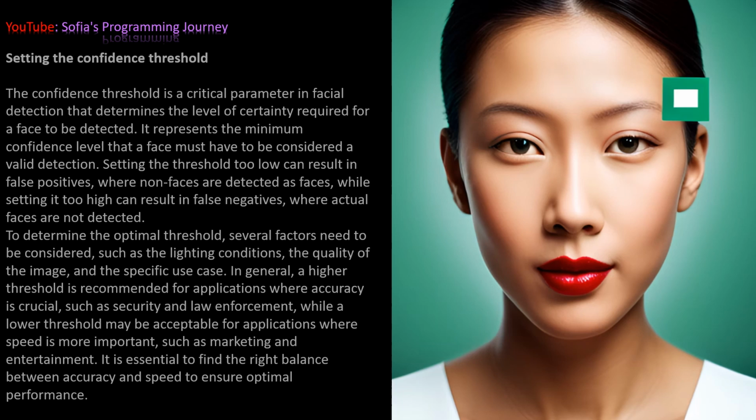To determine the optimal threshold, several factors need to be considered, such as the lighting conditions, the quality of the image, and the specific use case. In general, a higher threshold is recommended for applications where accuracy is crucial, such as security and law enforcement, while a lower threshold may be acceptable for applications where speed is more important, such as marketing and entertainment. It is essential to find the right balance between accuracy and speed to ensure optimal performance.